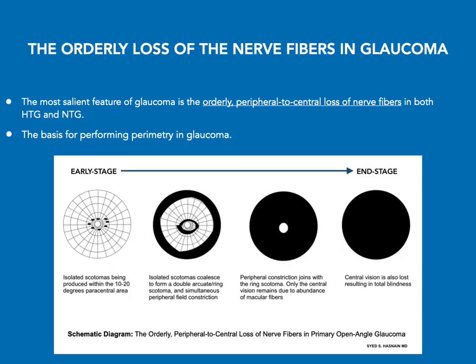As you can see in the schematic diagram, the early stages begin with isolated scotomas, which eventually coalesce to form a double arcuate ring. At the same time, you have peripheral field constriction, which eventually joins with the ring scotoma, and only the central vision remains. However, the central vision is also lost in the end stage, resulting in total blindness. It is important to note that it is inconceivable that elevated IOP or any other risk factor, by its direct action, would selectively destroy the nerve fibers in this orderly sequence.